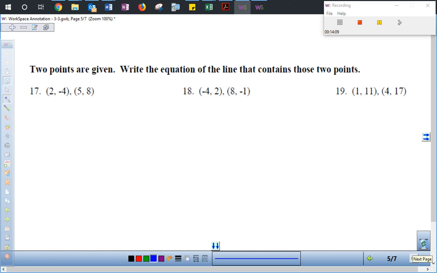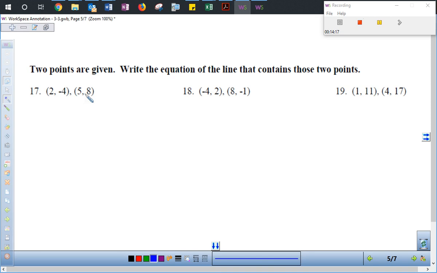Okay, next it says 2 points are given. Write the equation of the line that contains those 2 points. Not a big deal. We did this on the front page, so let's check. Are my x values the same? Nope. Are my y values the same? No. Well, that makes it a little bit trickier because we can't just say x equals something or y equals something. Now we have to do a little bit of work.